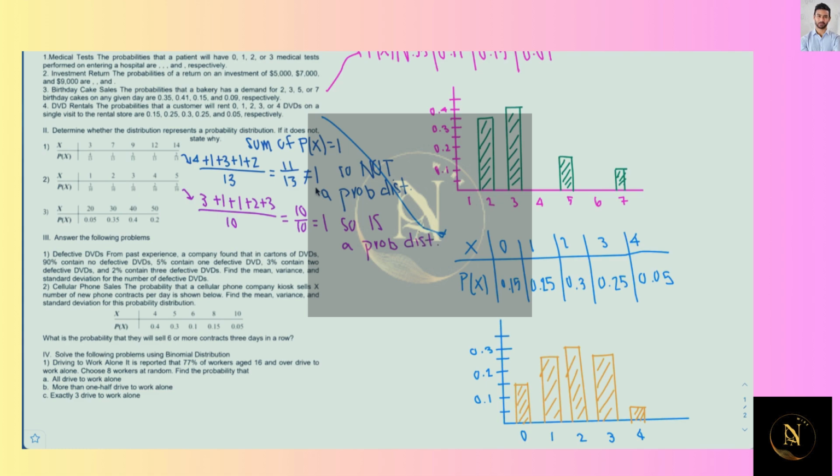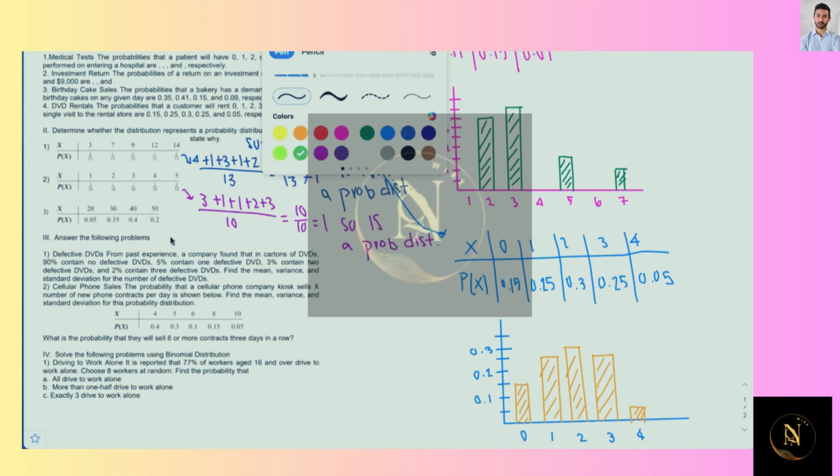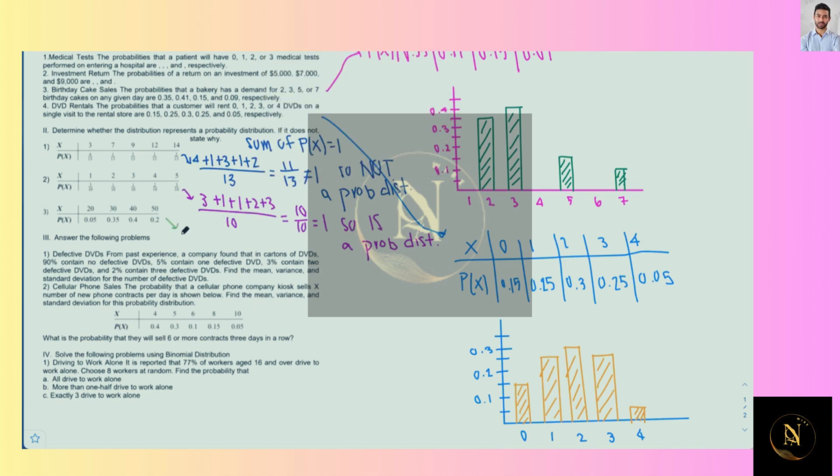Okay, and then the last one here, 0.05, 0.35, 0.4, and 0.2. This becomes 0.4, 0.8, 0.8 plus 0.2 will be 1, equals 1, so it is a probability distribution. Okay, so the first one is not, the next two are.